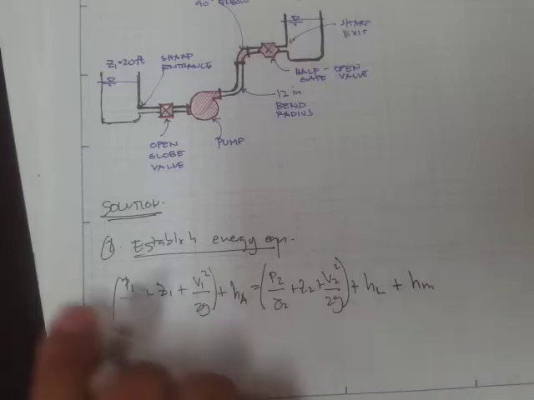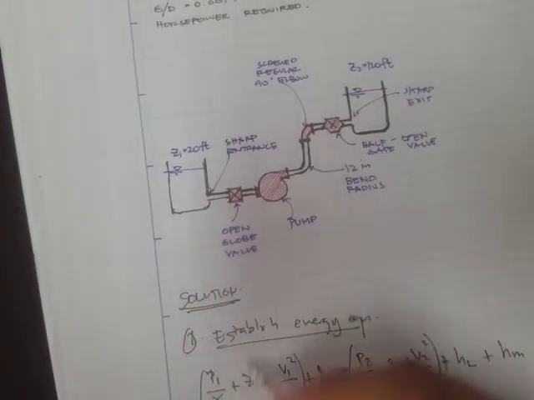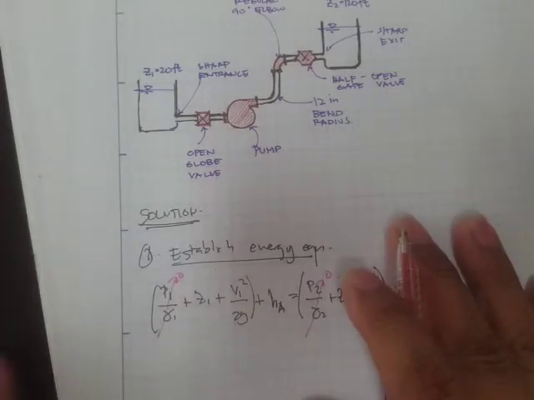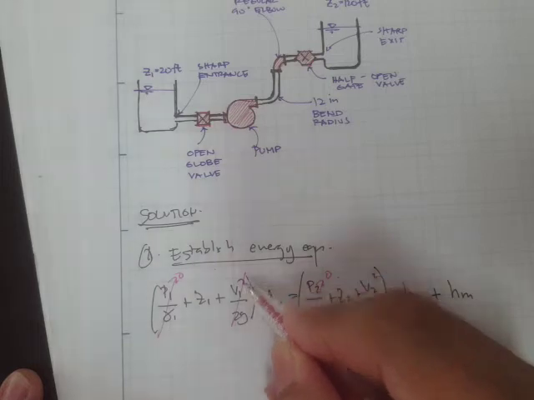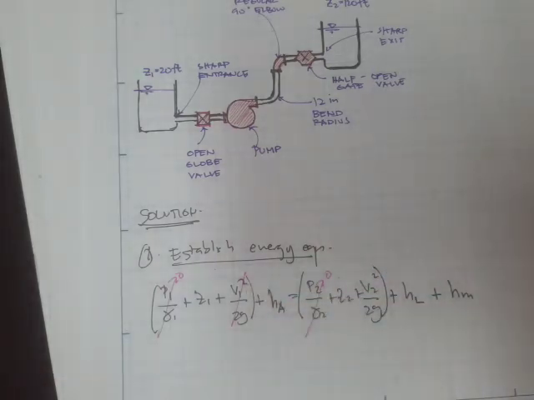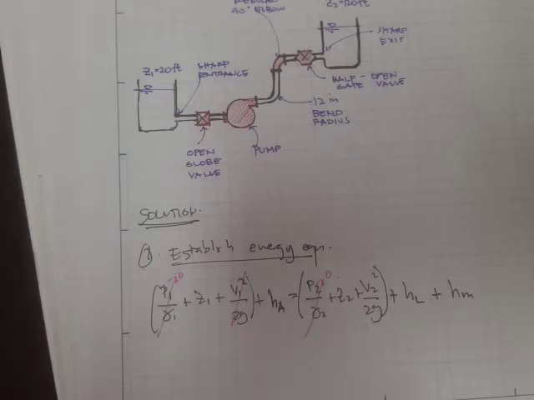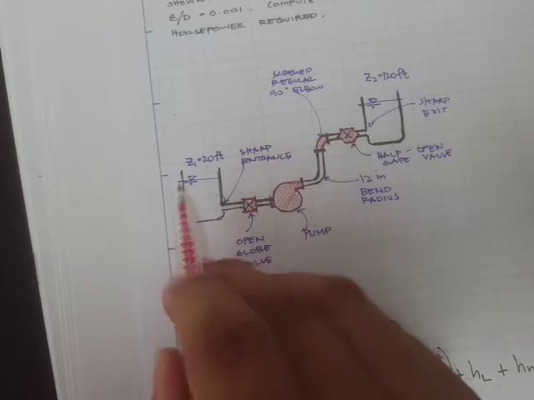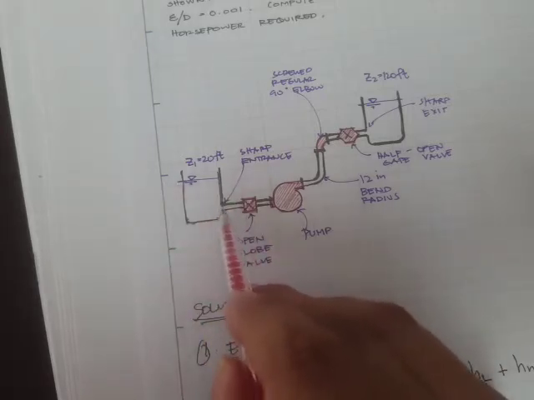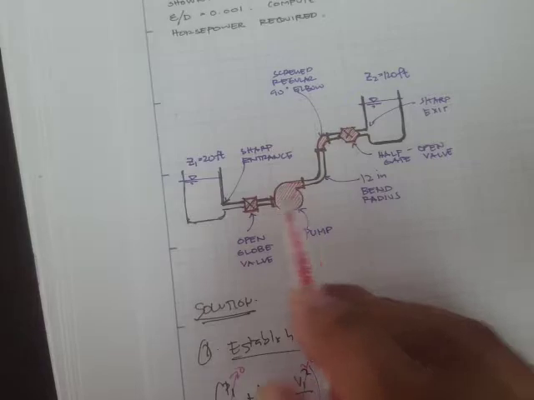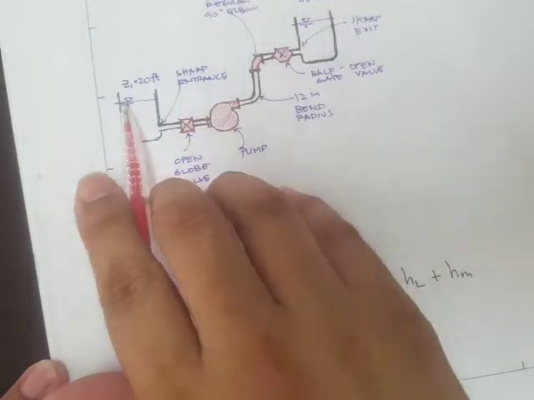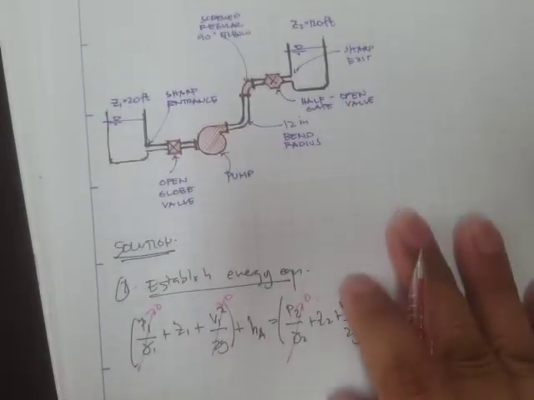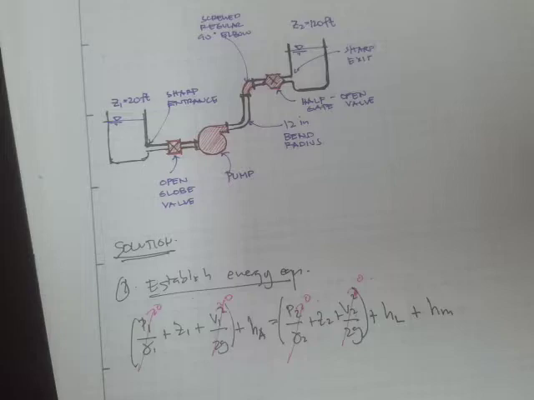Simplifying, since this is a large reservoir, this one would be 0, this one would be 0, and of course the velocity head at point 1 would also be 0, because this is a large reservoir. The assumption is that if this area is way larger than the area along the pipes, then we can just assume that the velocity would be 0. And this one, since this is also a large reservoir, would also be 0.